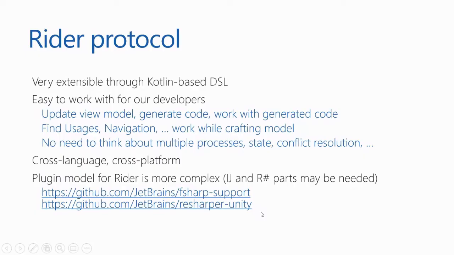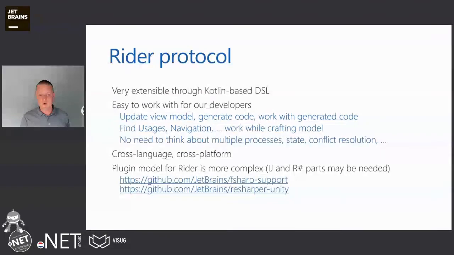Right. So it's very extensible. It's a Kotlin-based DSL. Our developers don't really have to know a lot about the protocol. They can simply create that model, generate code based on it, and then work with the code that they generated. There's no real need to think about multiple processes. There's no real need to think about the fact that there may be network connectivity issues and so on. It all just works: create the model, and you develop against that model.